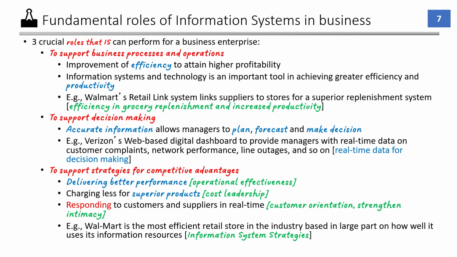The third role is supporting business strategies for competitive advantage. Information systems help companies perform better than competitors by improving operational effectiveness, lowering costs, and responding faster to customers and suppliers. Businesses that use information systems well can deliver better service, strengthen customer relationships, and gain a strong position in the market. Overall, information systems are not just tools for daily work, they are essential for efficiency, smart decisions, and long term business success.